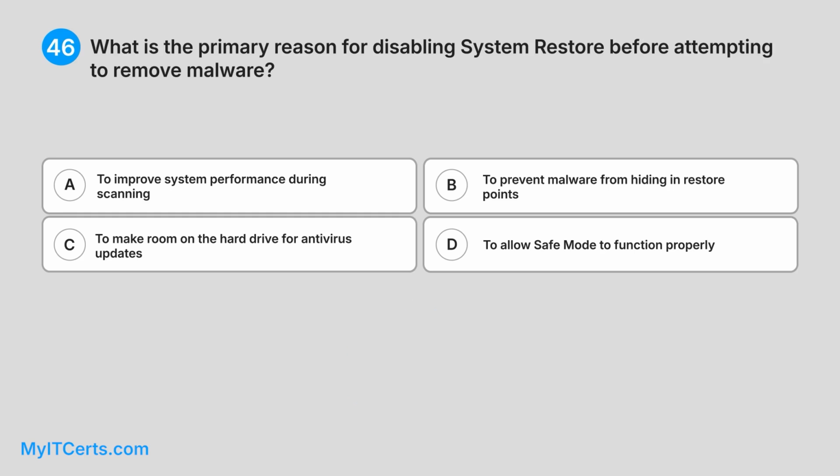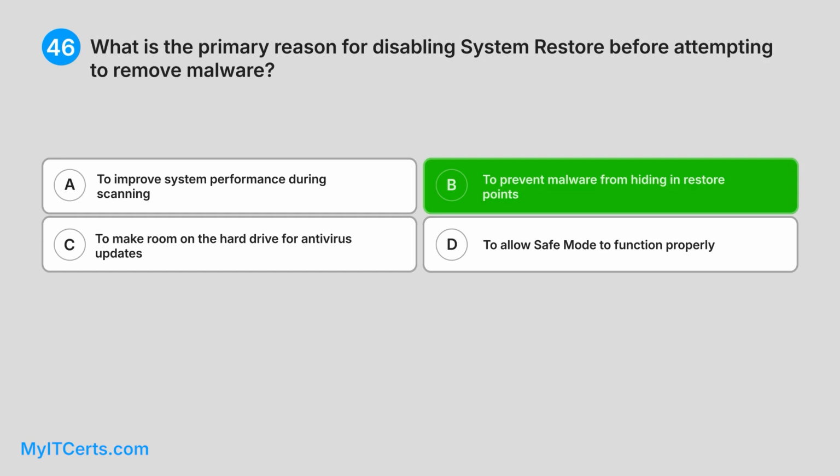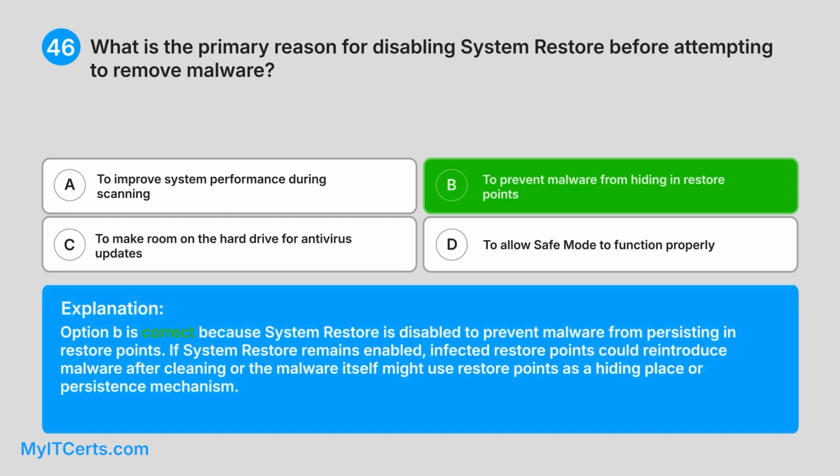Correct answer: B. To prevent malware from hiding in restore points. Explanation: Option B is correct because System Restore is disabled to prevent malware from persisting in restore points. If System Restore remains enabled, infected restore points could reintroduce malware after cleaning, or the malware itself might use restore points as a hiding place or persistence mechanism.